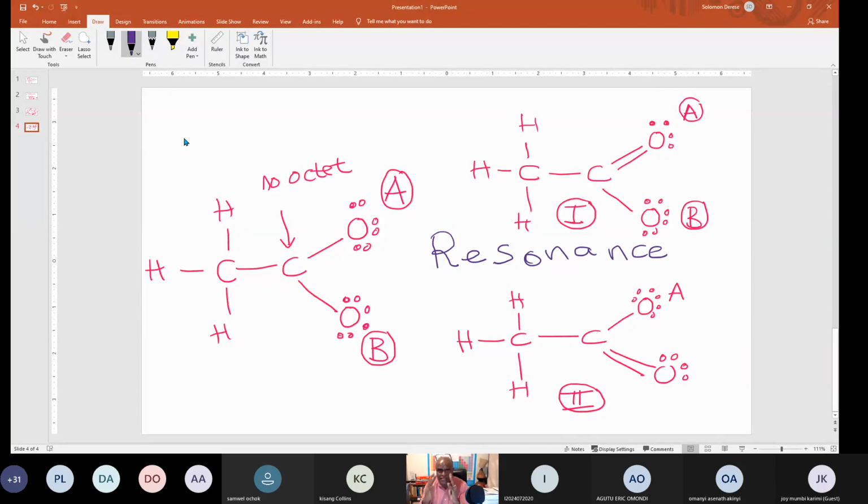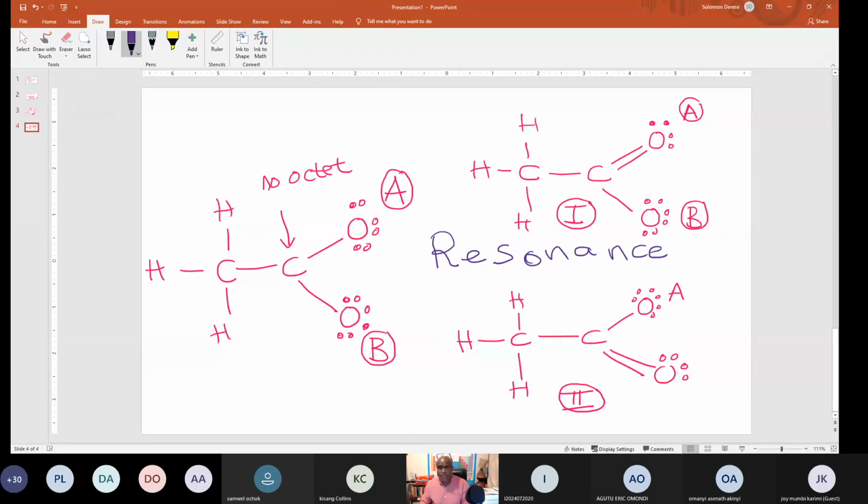But what I have just presented to you is that it is not always possible to represent the structure of some molecules by a single structure. The structure of some molecules will be represented by at least 2 structures. As we shall see later, it is possible they are represented by 3, 4, 5, or 6 different structures. Now, let us concentrate on any of them, on A or B.